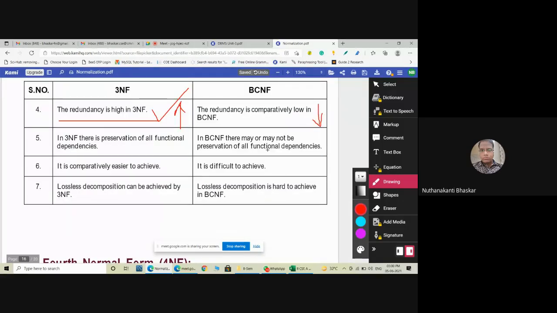In third normal form, there is preservation of all functional dependencies, because we only check that X must not be a candidate key. But in BCNF, there may not be preservation. Here it is going to avoid all the functional dependencies so that BCNF will get less redundancy in the relations.